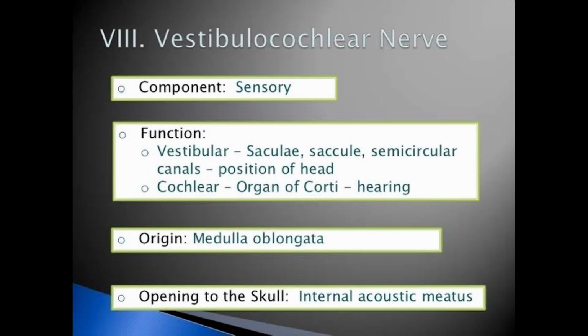Now the next is the vestibulocochlear nerve. The vestibulocochlear nerve component is sensory. Vestibular functions are the saccule, utricle, semicircular canal, and position of the head, and the cochlear organ of Corti is for hearing. The origin is from the medulla oblongata, and the opening of the skull is the internal acoustic meatus. So this is the vestibulocochlear nerve for hearing.